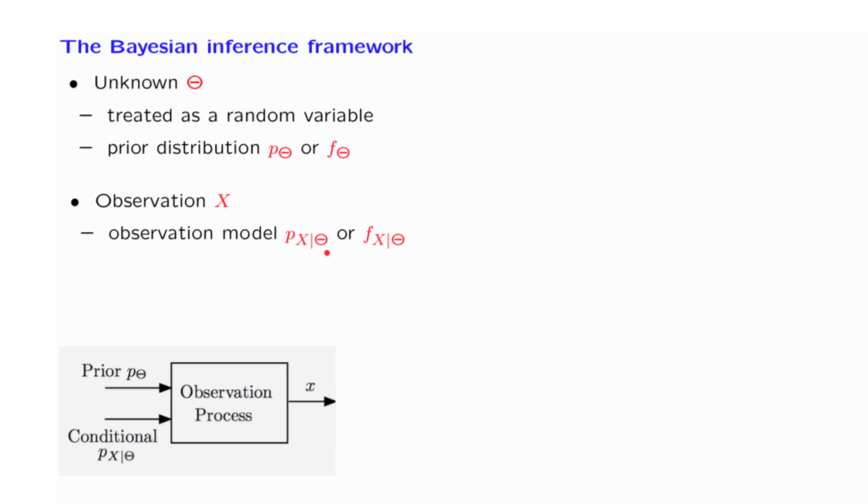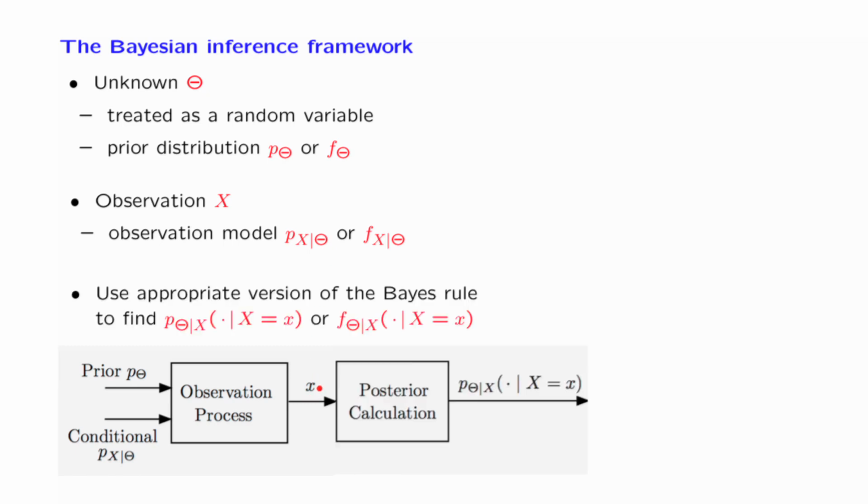will be working with. Once we have obtained a specific value for the observations, then we can use the Bayes rule to calculate the conditional distribution of theta, either a conditional PMF if theta is discrete, or a conditional PDF if theta is continuous. And this will be a complete solution, in some sense, of the Bayesian inference problem.